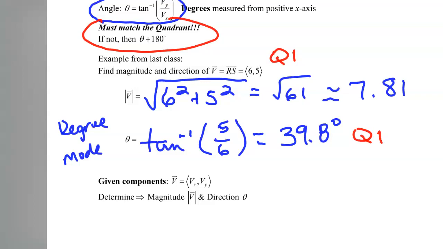So the idea is that if you know the components, if you know the x and y component, you can find your magnitude and direction. All this is reviewed from day 1. In fact, that's the exact example I used from day 1.